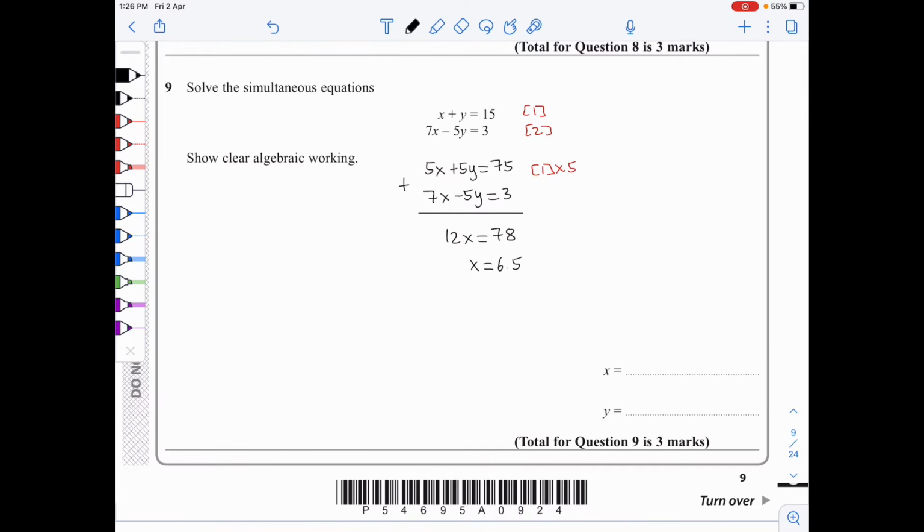And I'm not done, I need to find y as well. So if I substitute into this first equation, we get that 6.5 plus y is 15. So y is 8.5. So we'll just write the answers here. Remember that for simultaneous equations, we need to be getting both the value of x and y.